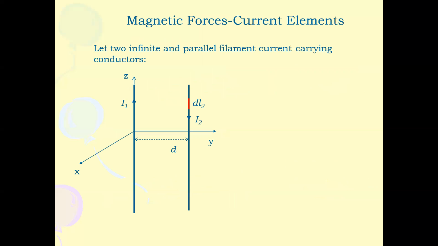Okay, so let's have a look at this slide where we have two infinite and parallel filament currents. We have I1, whose current is directed towards the positive Z direction, and we have I2, whose current is directed towards the negative Z direction. Both currents are separated by a distance of d. In this particular case, we are trying to calculate the force per unit length between these two conductors.